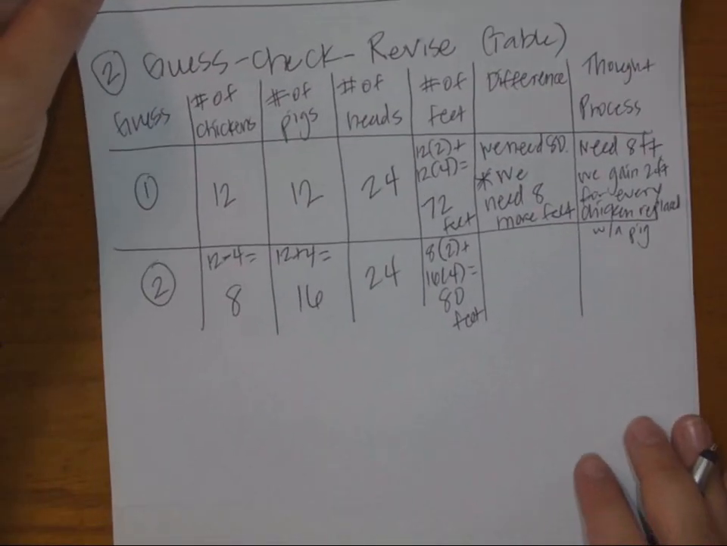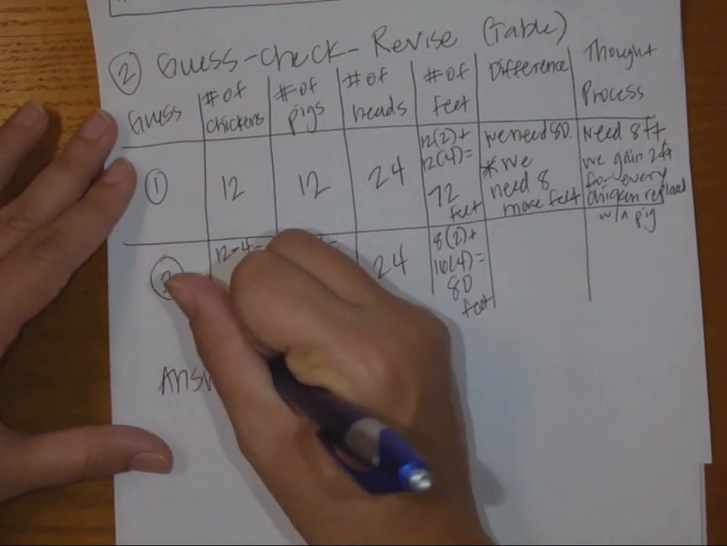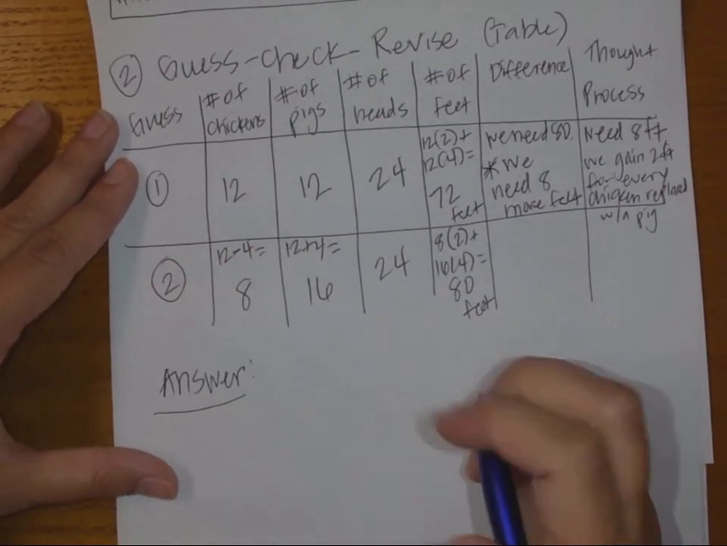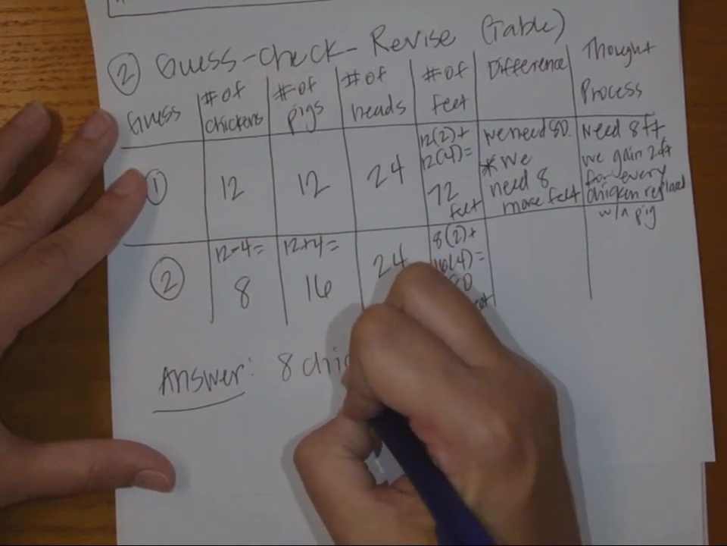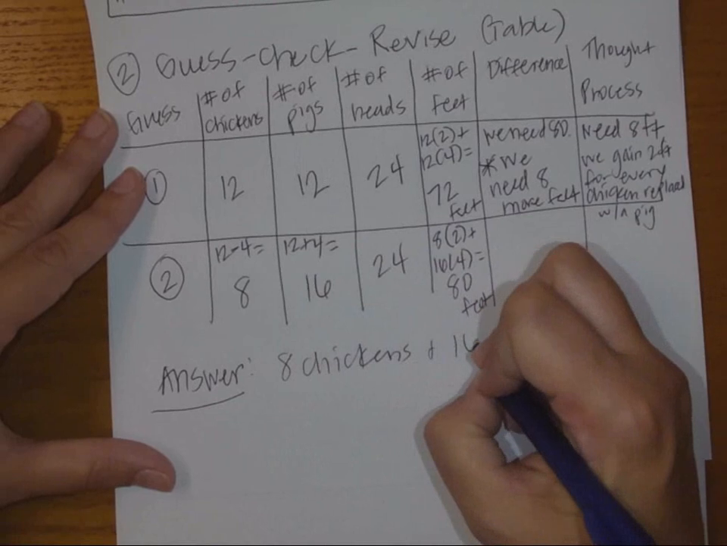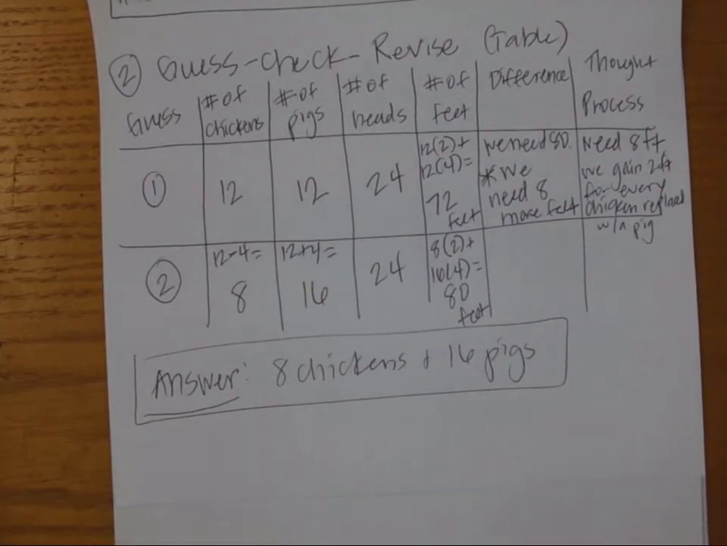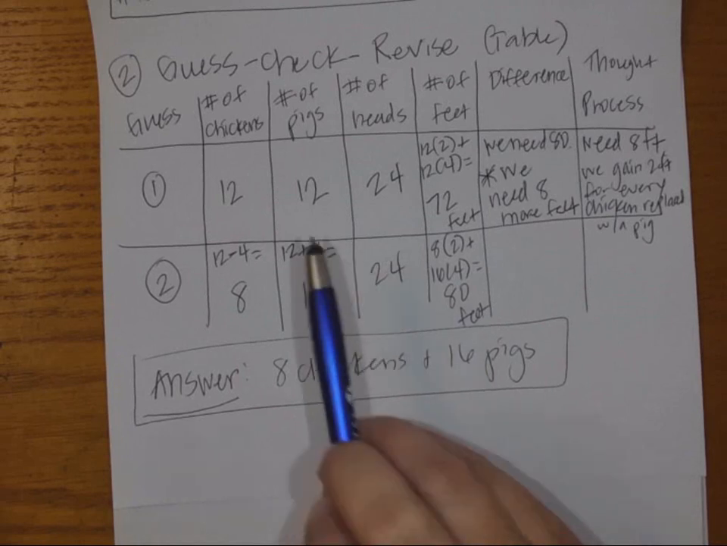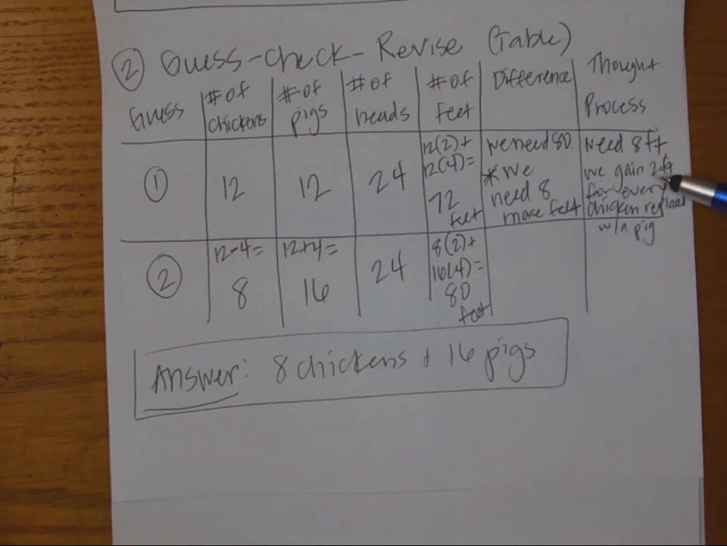And that's our answer. Okay, so our answer, we would still write out, it's not 80 feet, it's not 24 heads, it's 8 chickens and 16 pigs. Okay, so this one's different than the trial and error because this one has specifically, you do one guess and then you think about how you can get the right answer from the first guess instead of just guessing over and over and over again.